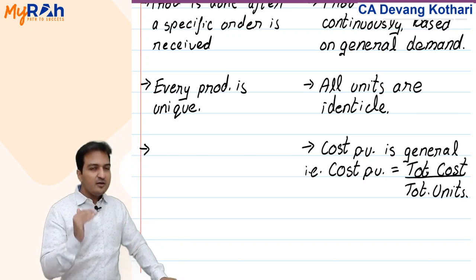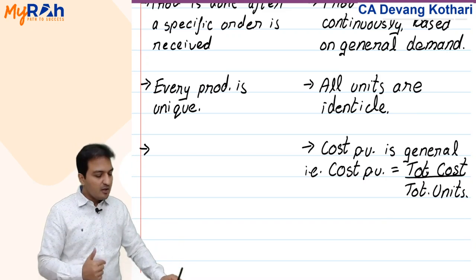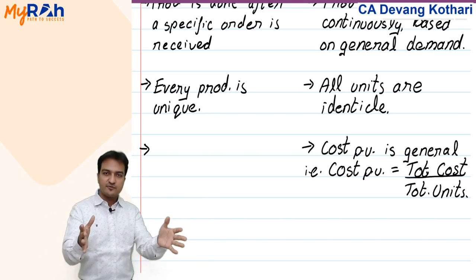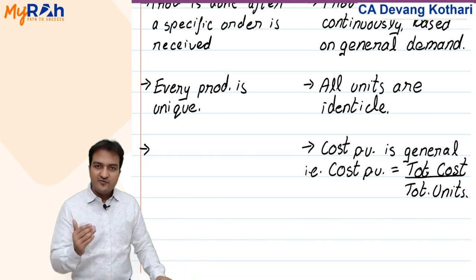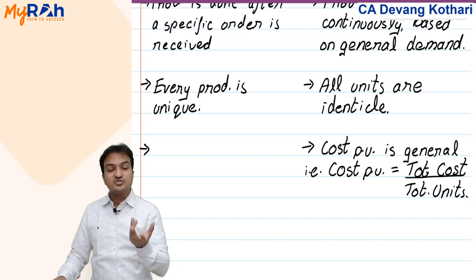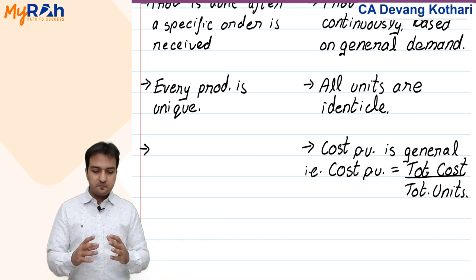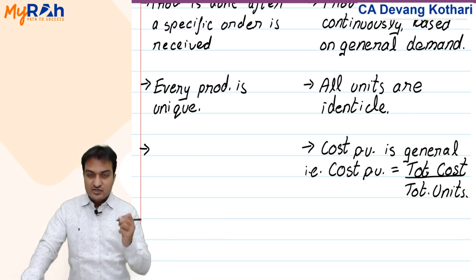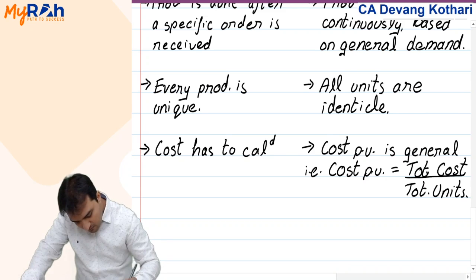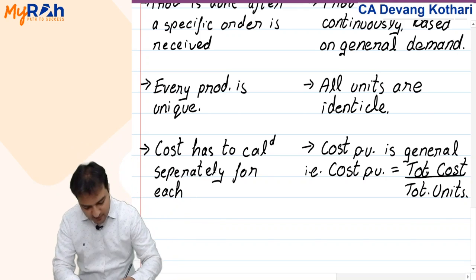For every order that he gets, he needs to separately find cost per unit, add a profit, and set a selling price. If you give me an order for stitching a sherwani, and then your friend gives me an order for stitching a sherwani, will I be quoting the same selling price to both? No. I will not have a general selling price for all. I will not even have a selling price decided at the beginning of the year. Rather, every time I get a fresh order, I have to study that order and decide a selling price for each order separately. Hence, for each order, I need to decide cost per unit also separately. So cost has to be calculated separately for each order.